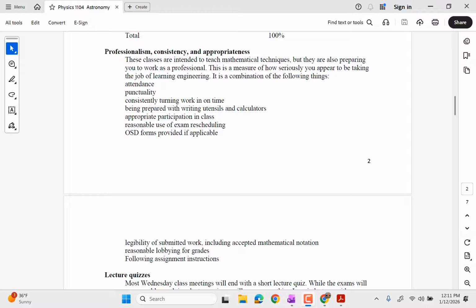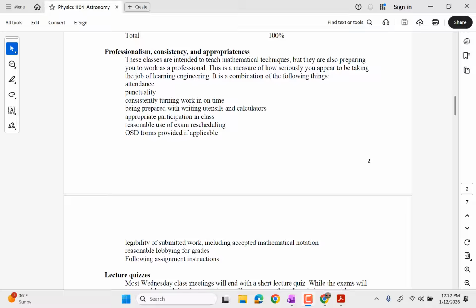Punctuality is also part of it. Just get in the habit of being on time when you come to class, when you come to tests. Consistently turn work in on time. I'm always flexible with due dates. I know that people have other things going on, but if you're turning in your homework in big chunks regularly, or you're missing the due dates regularly, that's the kind of stuff that I'm grading on in this first chunk of things.